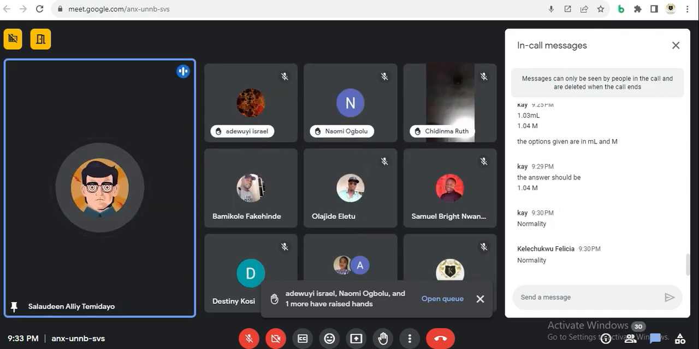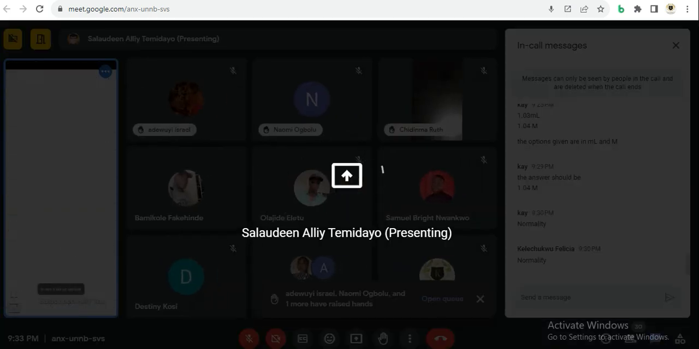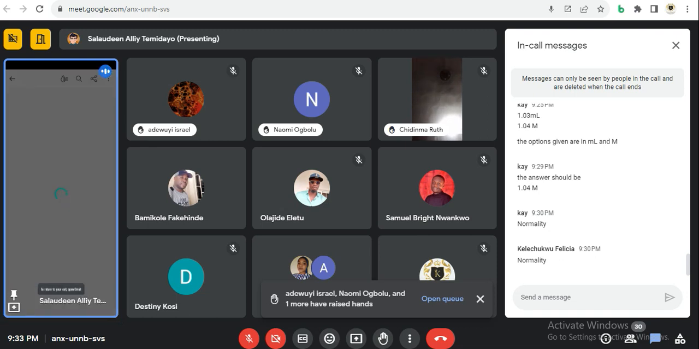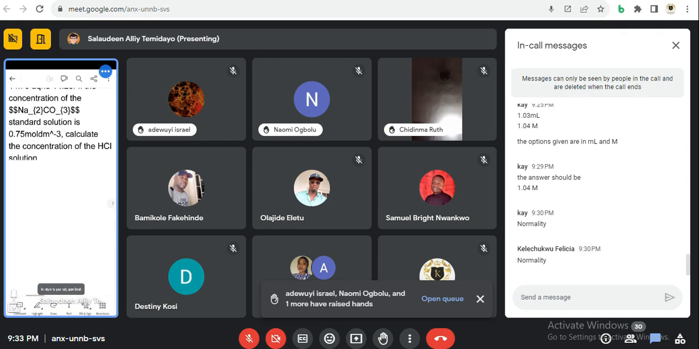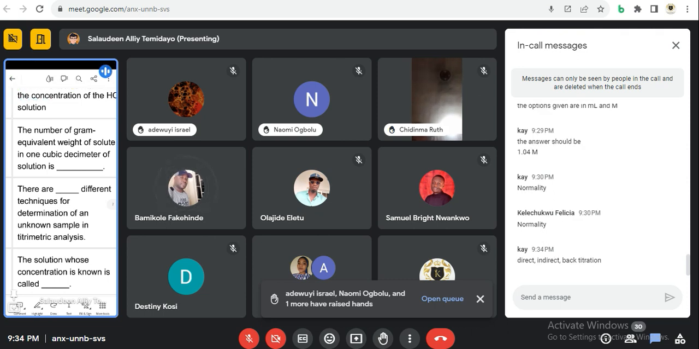So we'll continue with the question now. The next question says, there are different techniques for determination of an unknown sample in titrimetric analysis. There are three.